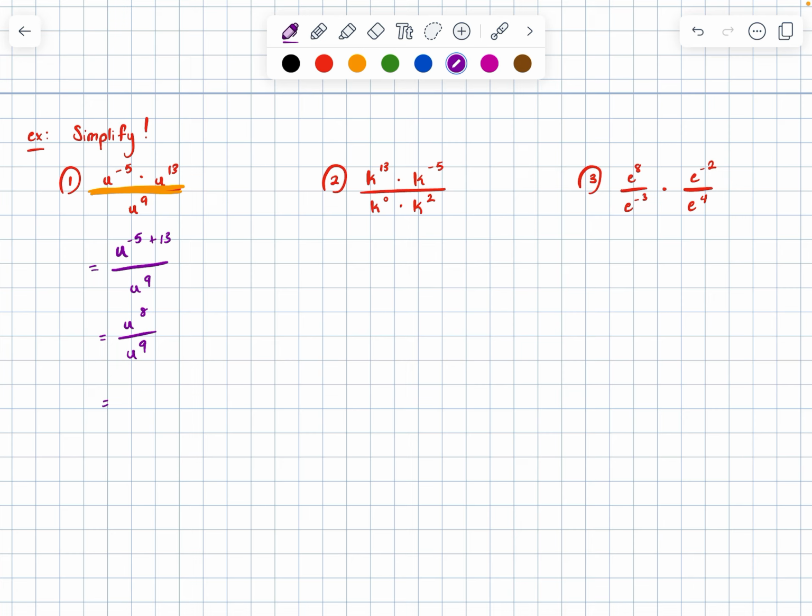And now I have some division. When I divide two things with the same base, their exponents subtract. So this is u to the power of 8 minus 9. 8 minus 9 is equal to negative 1. And if I have a negative exponent, I know that I'm really being asked to find the reciprocal of the positive version of the exponent. So 1 over u to the first, or 1 over u more simply, is my final answer.